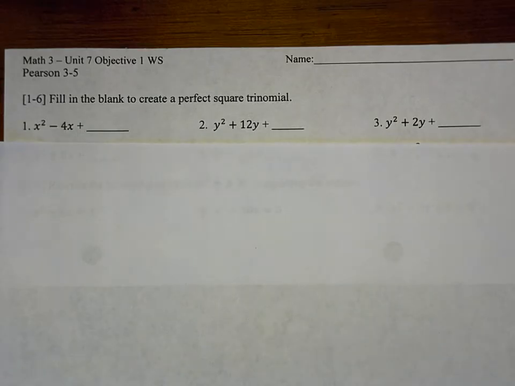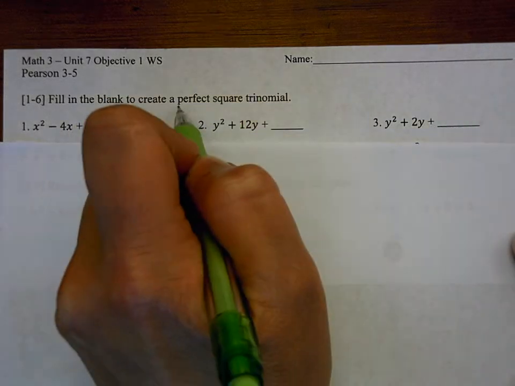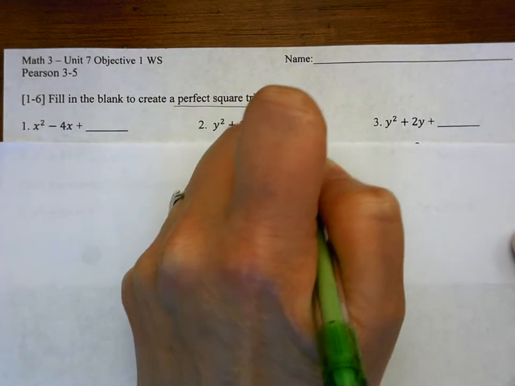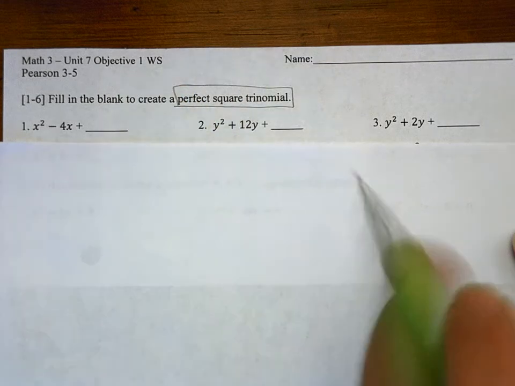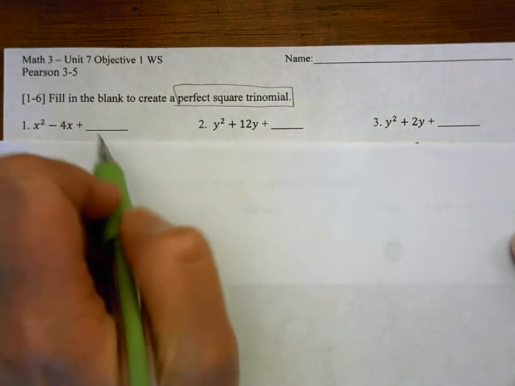So this is the second part of the Unit 7 Objective 1 lesson, where we're just trying to get an introduction to what's called completing the square. We'll go into more detail when we do the Objective 2 lesson, but we're just trying to get a sense of what that even means. When we talk about creating a perfect square trinomial, we have to remember what that means. So before we start doing any problems, we're just trying to remember a perfect square trinomial.